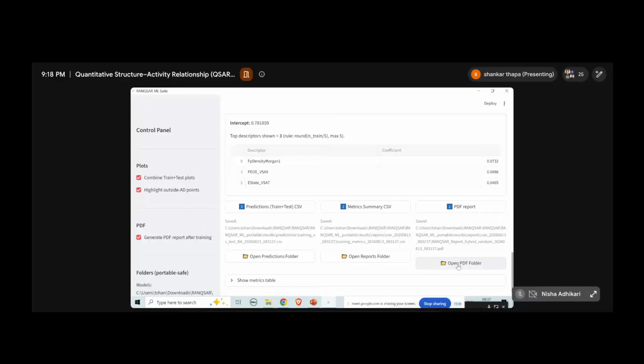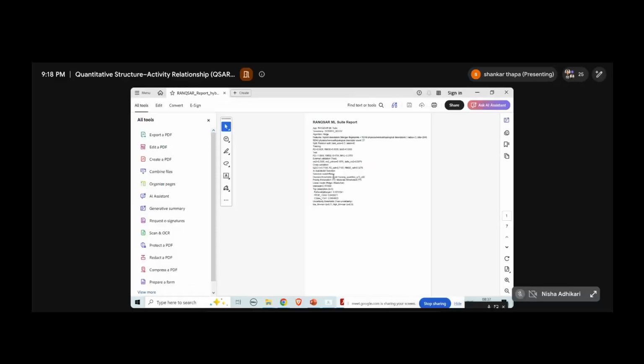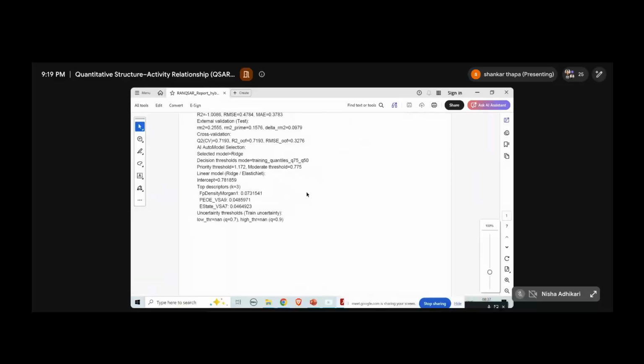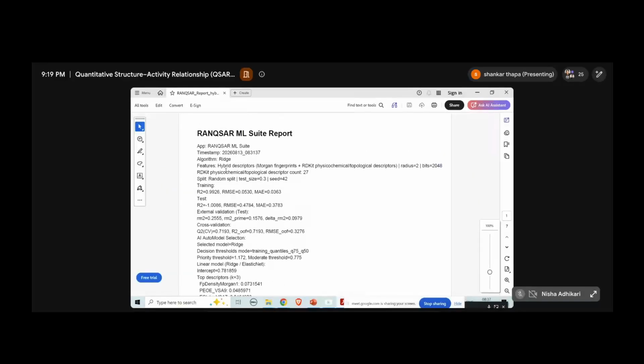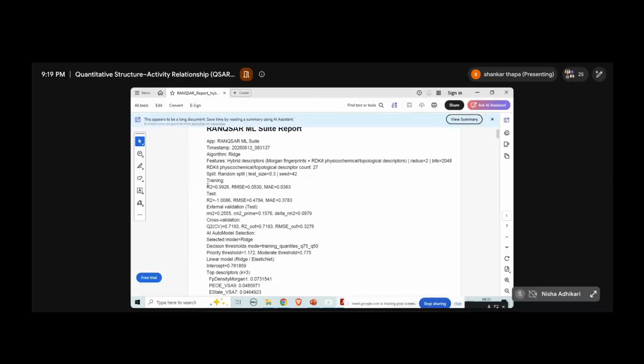So you just click this open PDF folder. If you click it, you will go to this one directly. Now you just open this, so you can get all the results which you can use in your thesis for the publication. Here they have mentioned everything, and now all these values you have to verify with OECD guidelines.